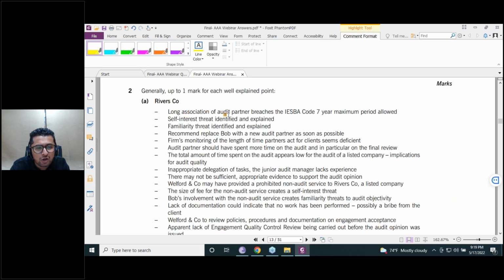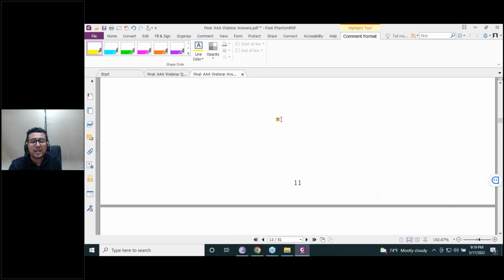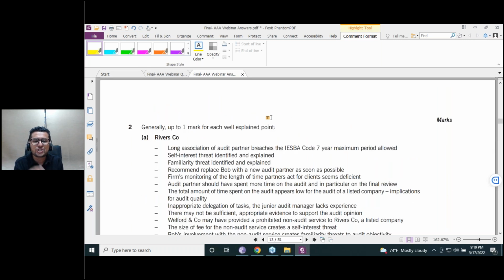Long association of our audit partner breaches the IESBA code 7-year maximum period allowed. So this is going to give you 1 mark. Is this clear? If a student says, Mr. Bob has been the engagement partner for 8 years, that's it, that alone will not give you 1 mark.